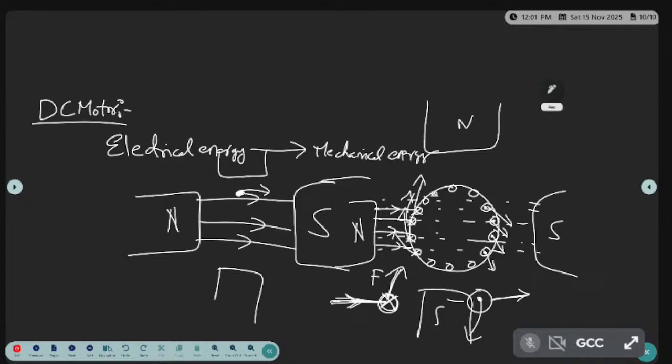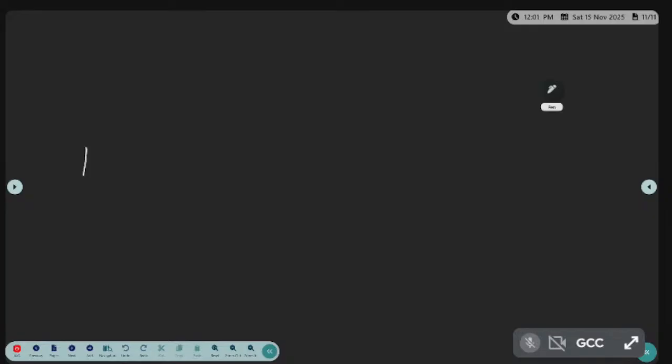One indicates the direction of flux. Another indicates the direction of current, whether it is going towards the inside or outside. Another is force. Okay, Fleming's rule. The DC motor works according to Fleming's rule. Right, now this force is established. This cumulative force will rotate the rotor. Force will rotate the rotor.